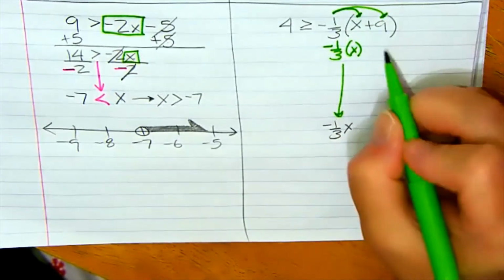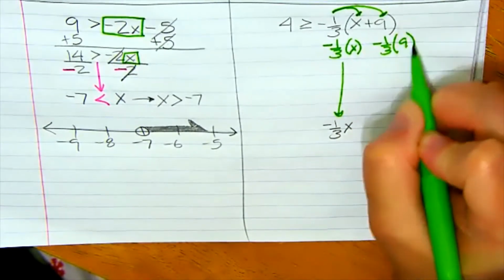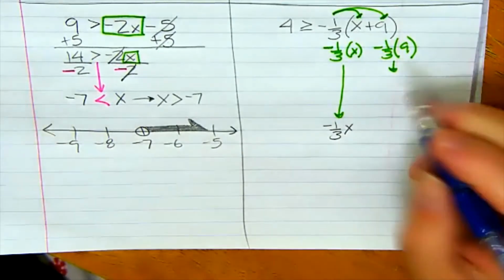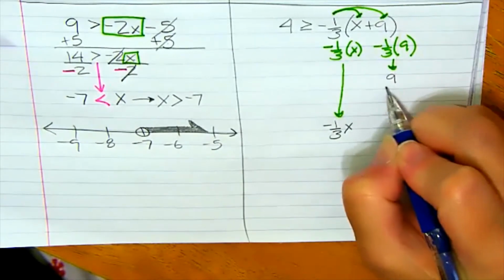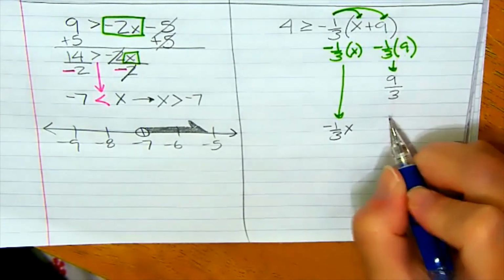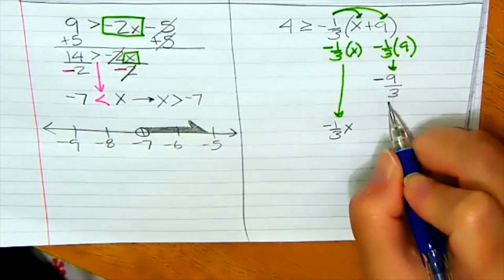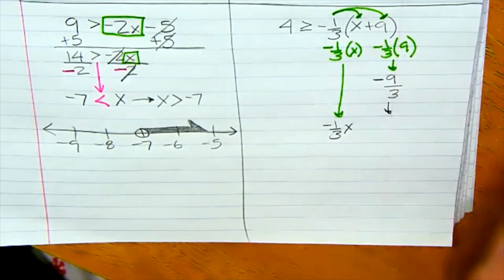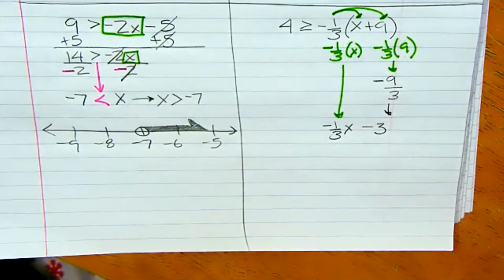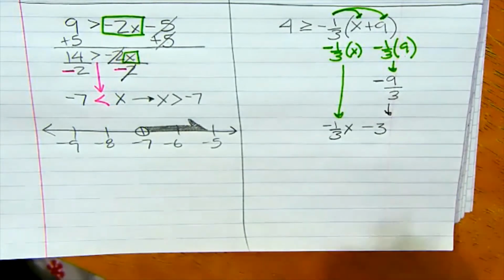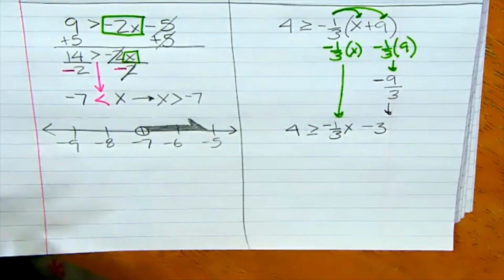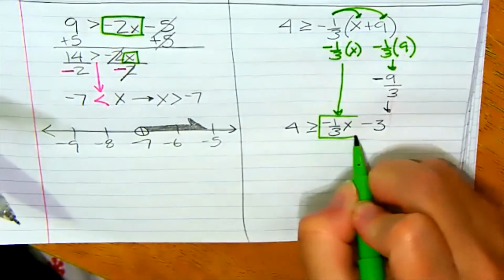Now, negative 1/3 times 9. Negative 1/3 times 9, okay. Negative 1 times 9 is 9. And 3 times 1 is 3. And there's our negative. Negative 9 divided by 3 is negative 3. So that fraction wasn't too bad. We can totally deal with this. Everything else comes down. I need to isolate my variable.